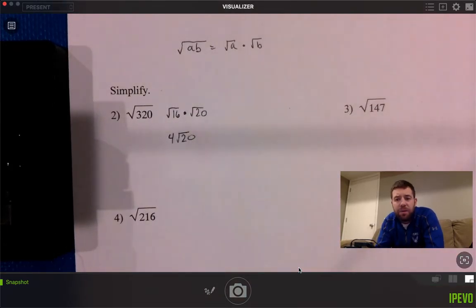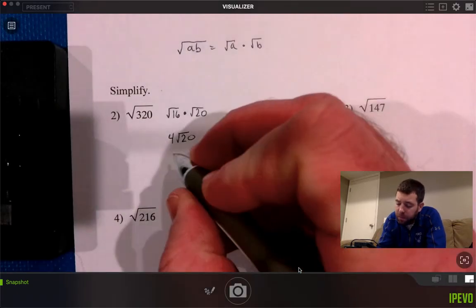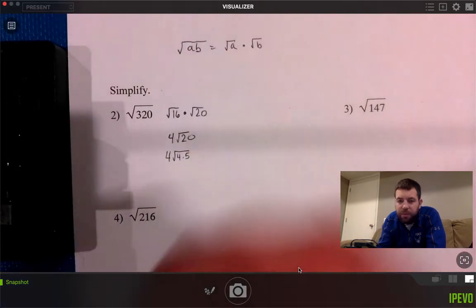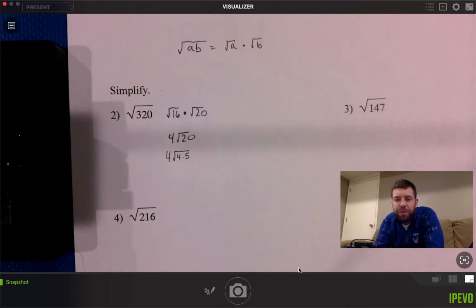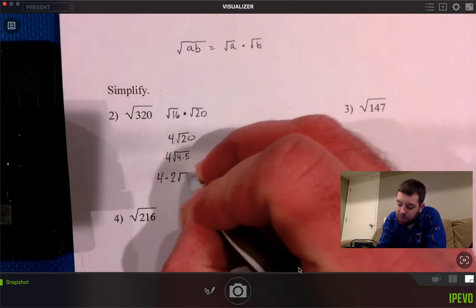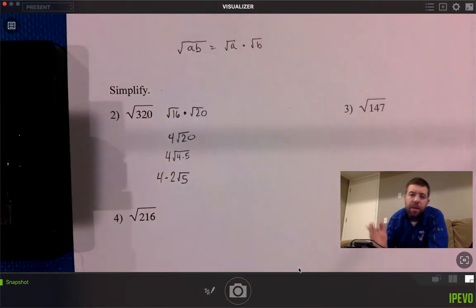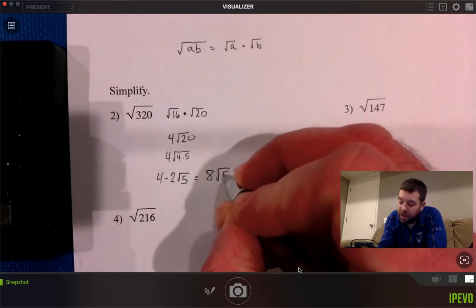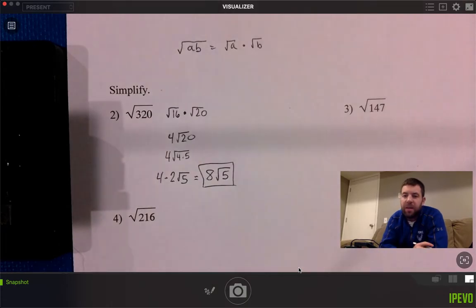Now I can ask myself, is there a perfect square up here, 1, 4, 9, 16, that goes into 20 evenly? Yes, the radical 4 does. So we know 20 is 4 times 5. Well, what is radical 4? Radical 4 is 2. We're going to bring a 2 out. So I'm going to have 4 times 2 radical 5. When we bring those out, we multiply them together, so I have 8 radical 5 as my answer.